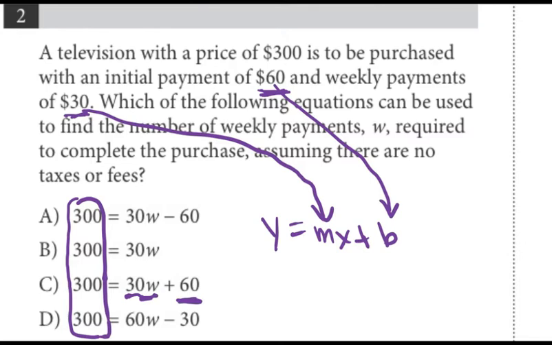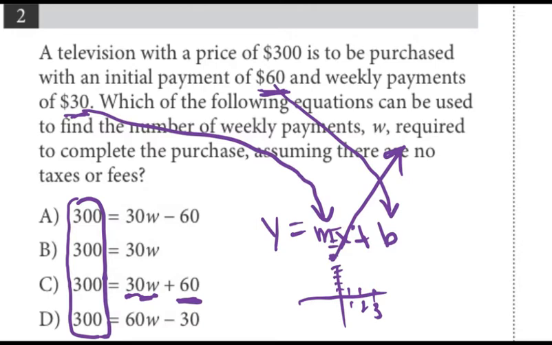If it were on a graph, I'll try to graph it here, it would look like this, where the initial payment, let's say this is 10, 20, 30, 40, 50, 60, that would be 60. That's our initial payment at week 0, and each week we would go up. That would be week 1, week 2, week 3 on the x-axis, and each week that we go up, we would go up by 30, because that's our slope. So our line would look something like this. That's the line that this equation would represent, which is easily answer choice C.